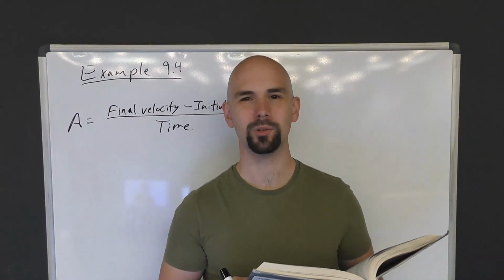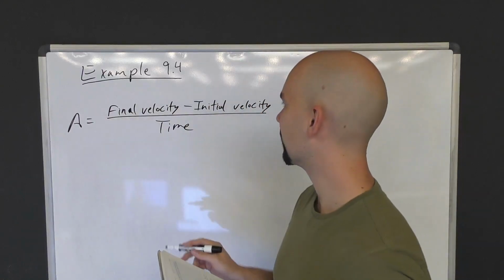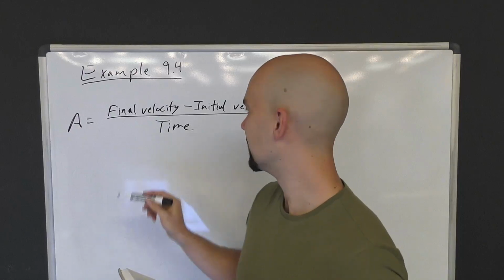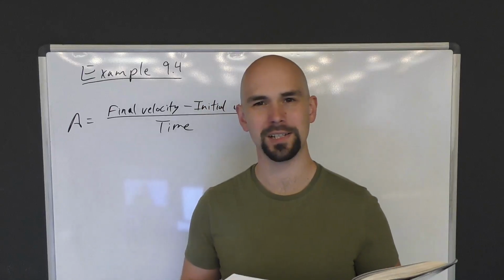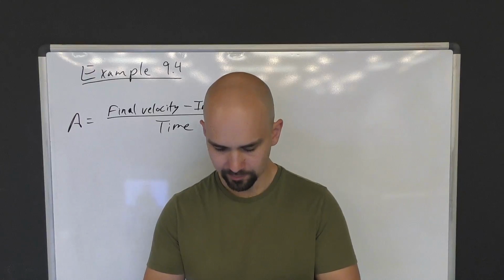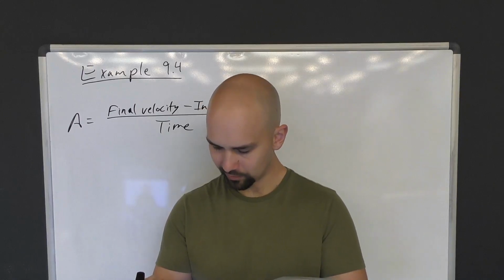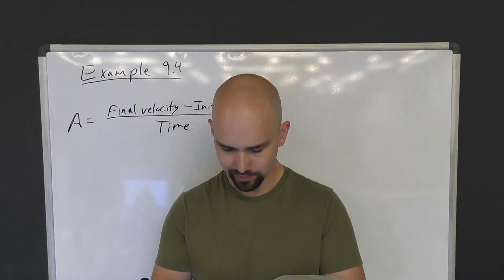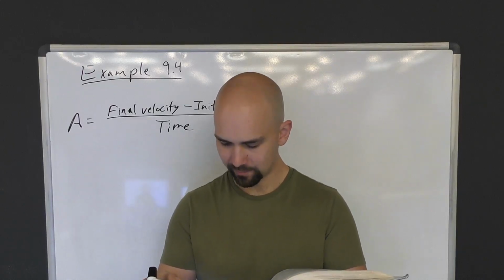Example 9.4 is another acceleration problem, so I'll keep this acceleration formula up there. Remember, acceleration is final velocity minus initial velocity divided by time. It's really good to memorize all of these formulas. So this one says, a rock is dropped from a bridge into a river. It starts out with 0 initial velocity, and it hits the river 2 seconds later, traveling with a velocity of 19.6 meters per second downward.